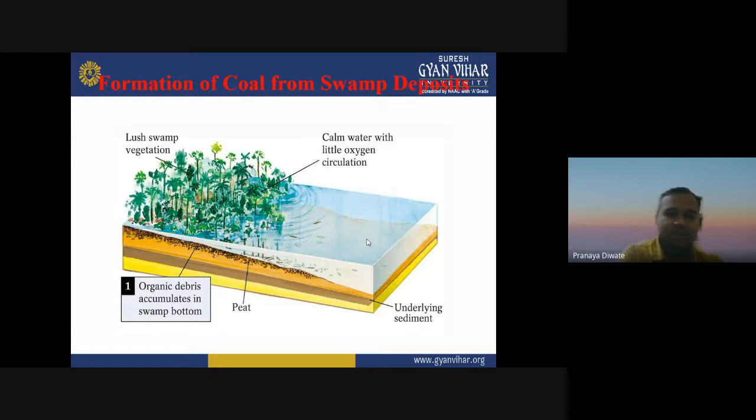So this is how you can have symmetrical and asymmetrical cross bedding.